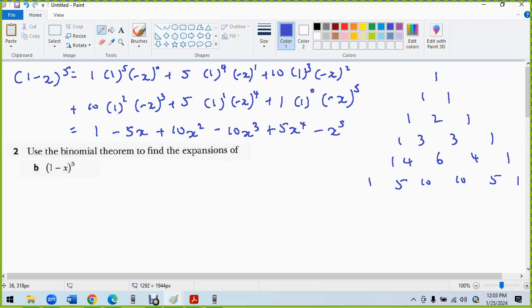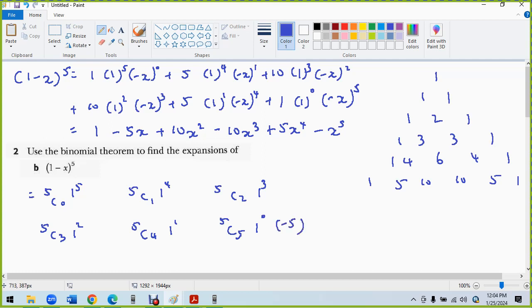Okay, so if we use the binomial theorem, then it will be 5C0, 5C1, 5C2, 5C3, 5C4, 5C5, 0, 1, 2, 3, 4, 5. And then we have the 1 power 5, 1 power 4, 1 power 3, 1 power 2, 1 power 1, 1 power 0, negative x power 5, negative x power 4, negative x power 3, negative x power 2. So this is negative x.